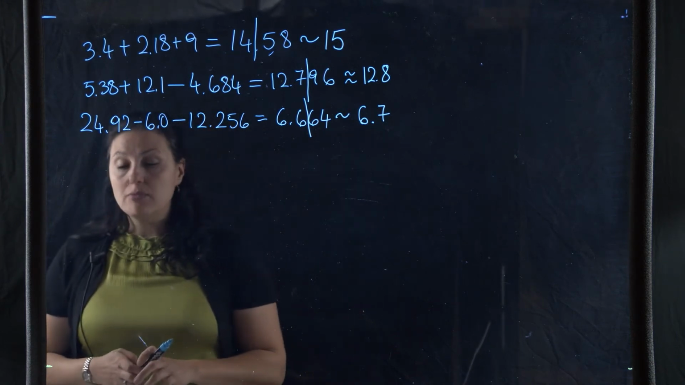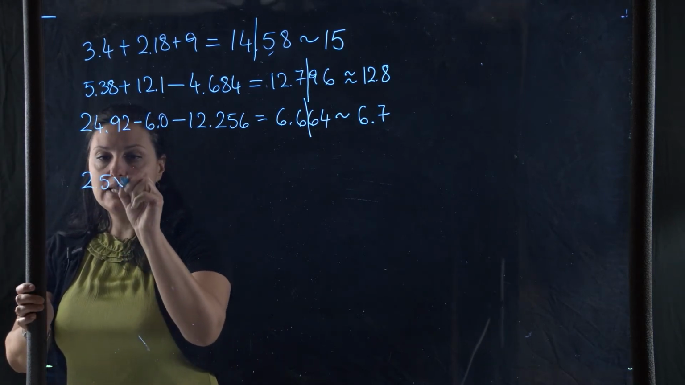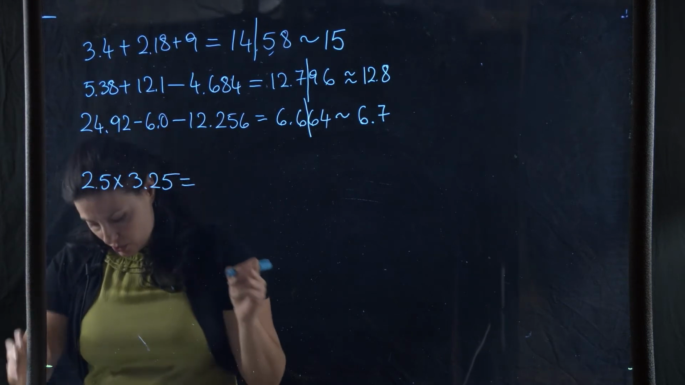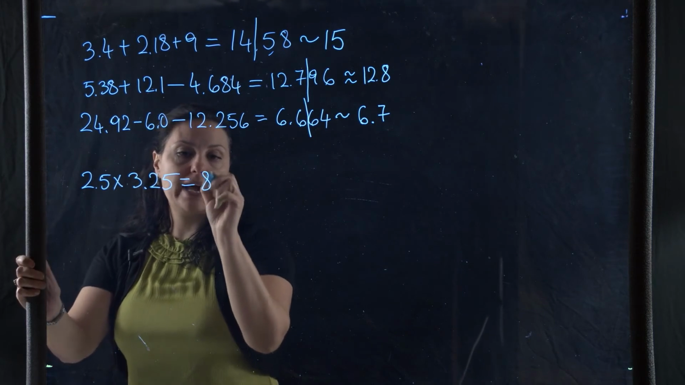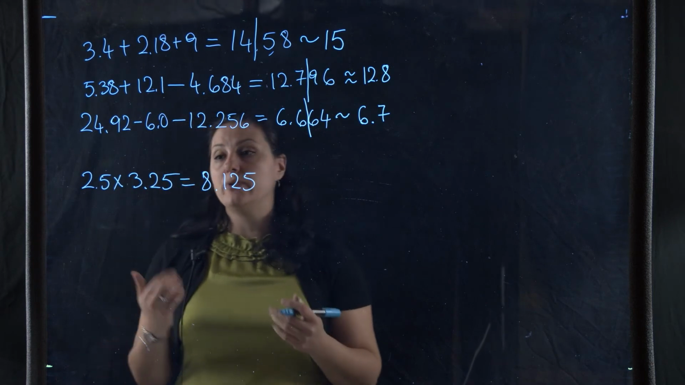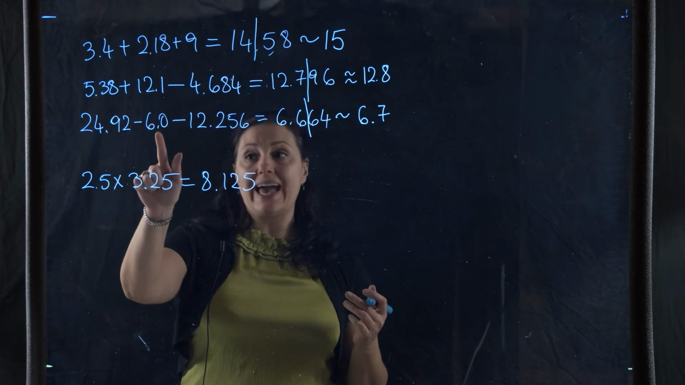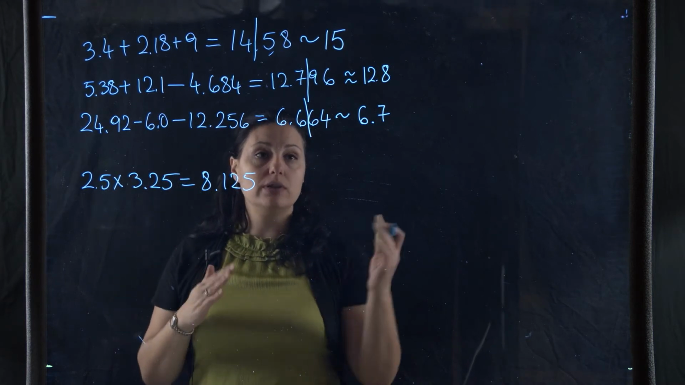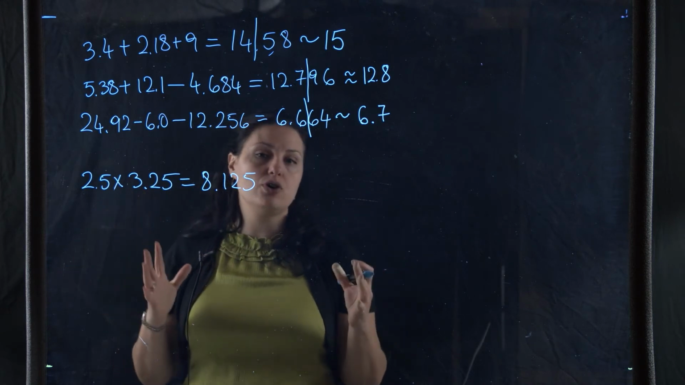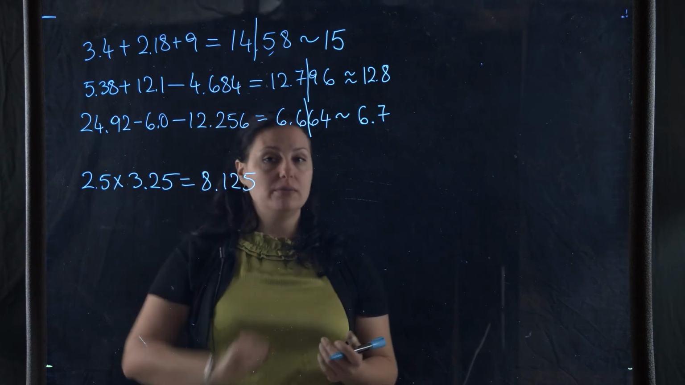Let's look at the multiplication and division rule. 2.5 times 3.25 is equal to, if you do that, it will be 8.125. Now I need to figure out where do I cut off. For adding and subtracting, we said we look at the numbers after the decimal point, and that will limit my answer. For multiplication or division, we look at the total number of significant digits. The one that has the least amount will limit my answer.